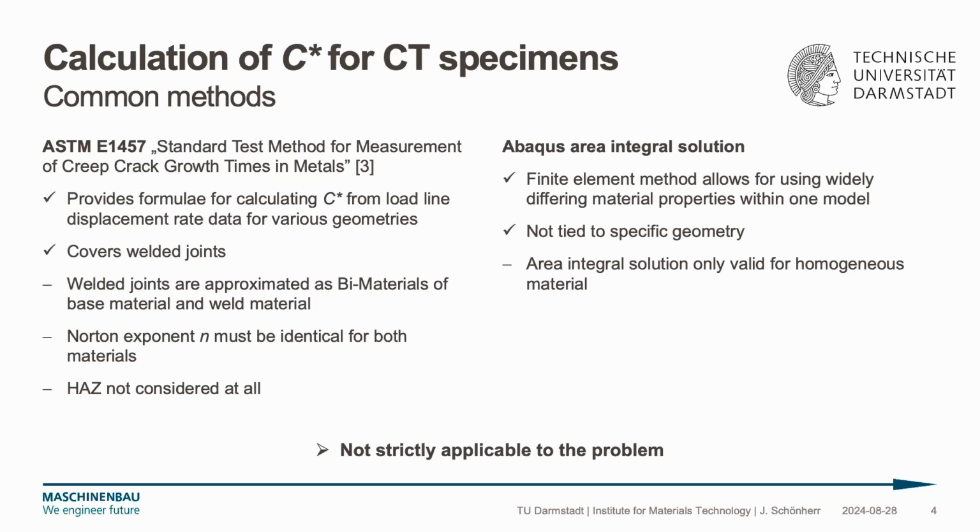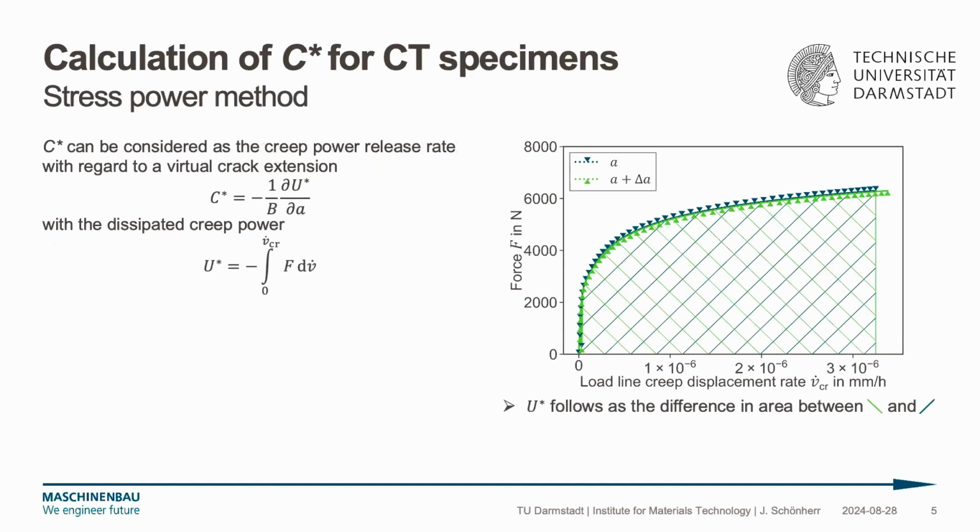But these integral formulations are strictly not valid for inhomogeneous materials, and therefore for such welded joints like we have here, both common methods to calculate the C star integral are not directly applicable. So a third method is a power approach.